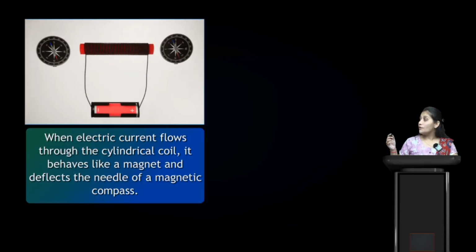Now we can say that when electric current flows through the cylindrical coil, it behaves like a magnet and deflects the needle of a magnetic compass. We have seen in the activity that whenever an electric current passes through an insulated wire, the needle deflects. Why does it deflect? Because as the electric current passes through the wire, it behaves like a magnet. That's why the needle of the compass deflects.